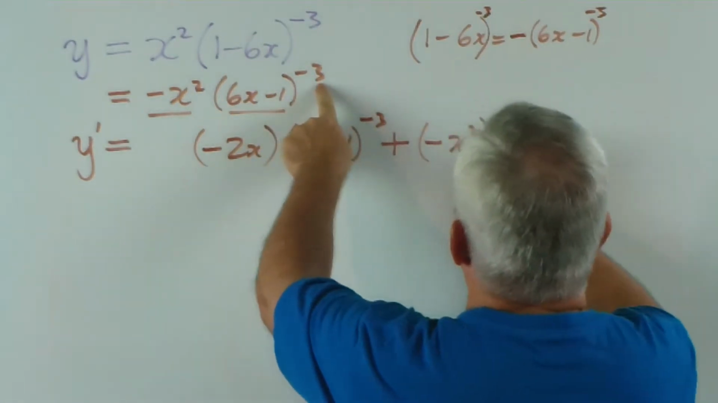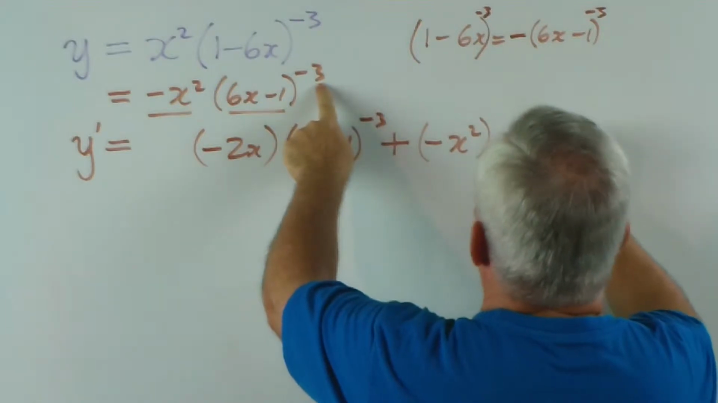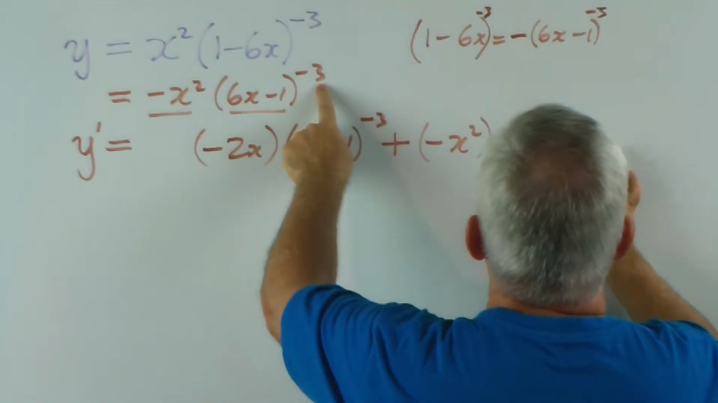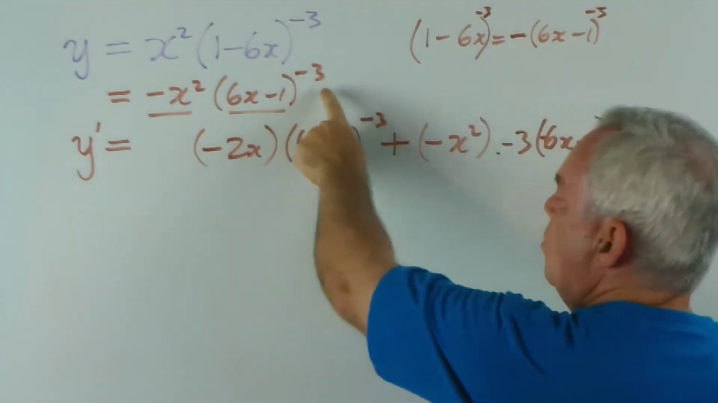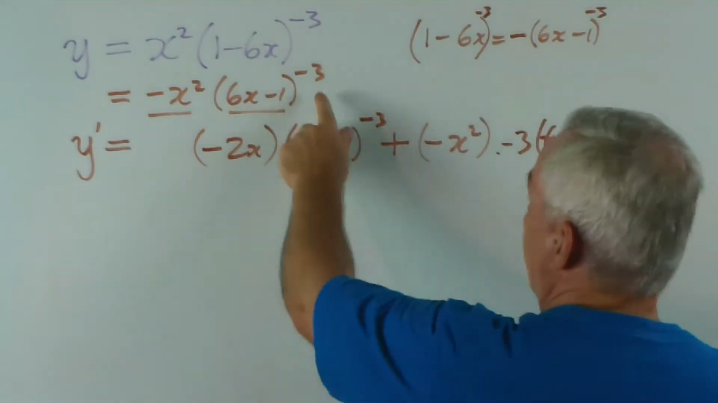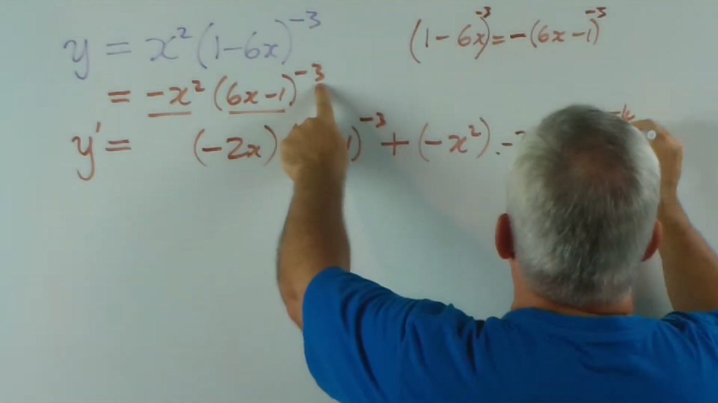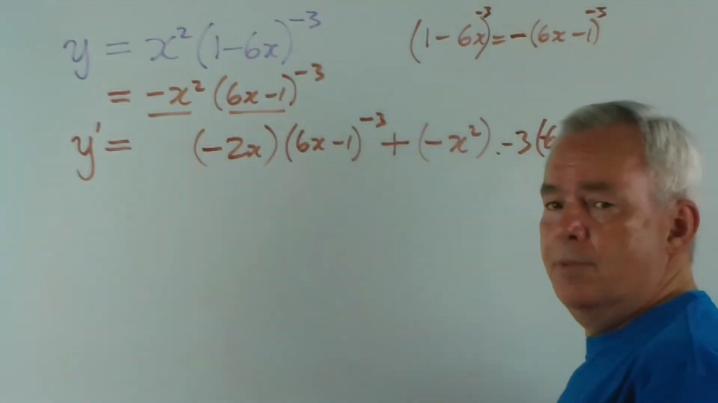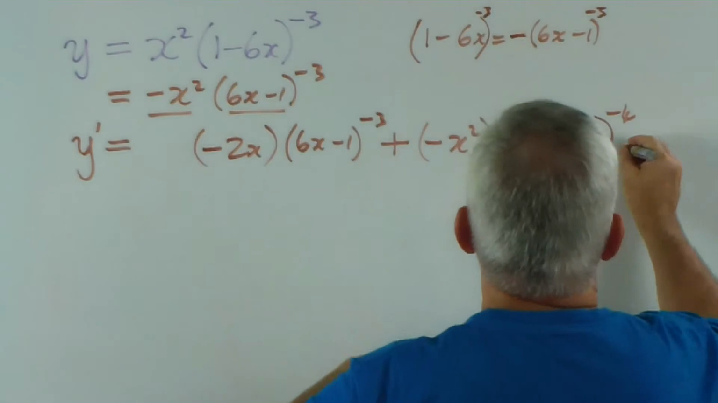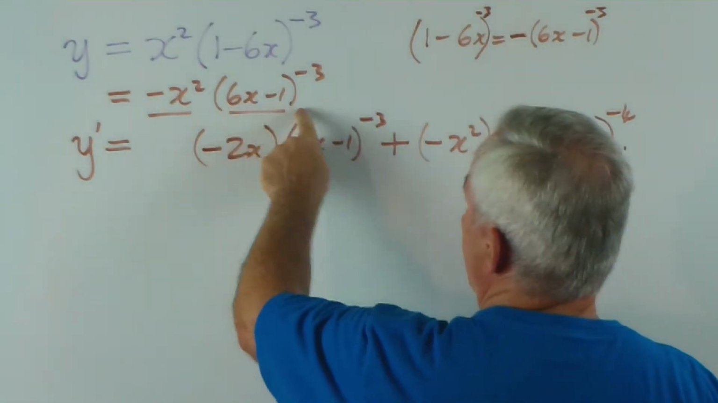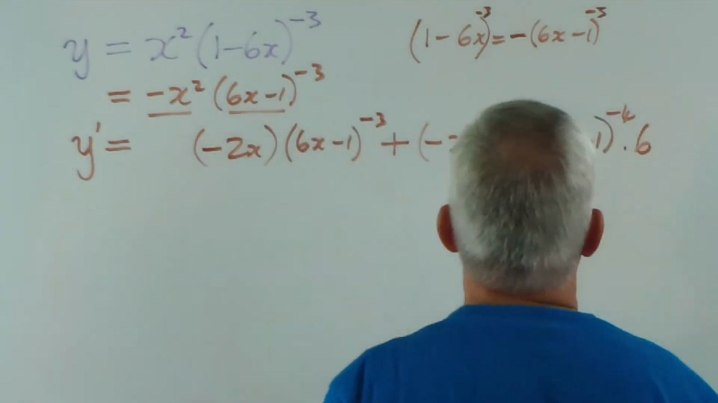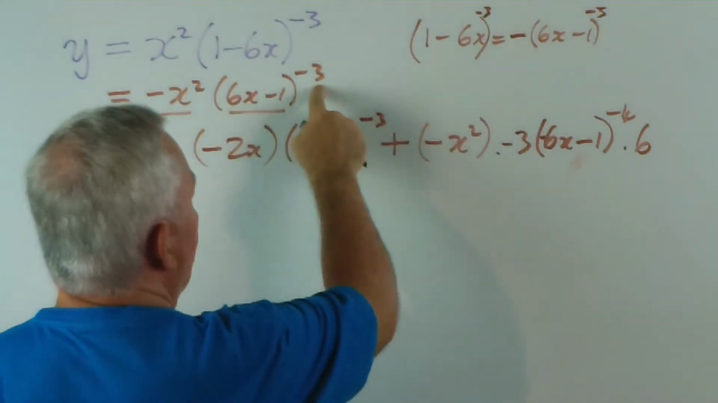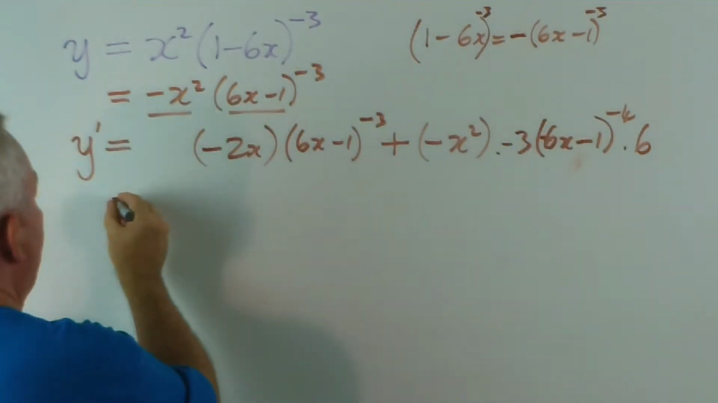The derivative of this means the negative 3 comes down and we write 6x minus 1 to the power, and we reduce this by 1, which means we take 1 away. And if that goes down by 1, we're down to negative 4. Don't get confused. Times the derivative of what's inside, and the derivative of 6x minus 1 is just 6. That's nice and easy. But just remember, when the negative 3 comes down, drop this by 1, becomes negative 4.